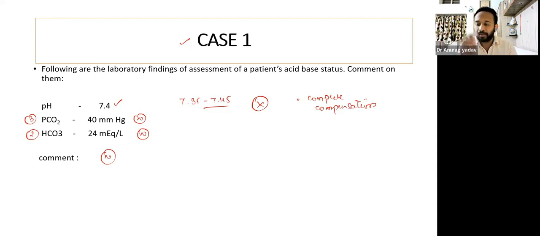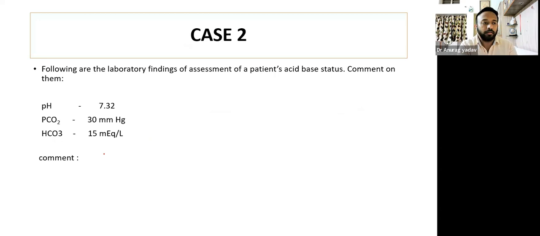We'll see the second case. Second case, the following lab investigations of the assessment of the patient. And what we are seeing first, I told you, pH. pH 7.35 to 7.45. Is it in the normal range? No. It is decreased? Yes. If it is decreased, what do we call it? Acidosis, sir. Okay. If pH is less than 7.35, we call it acidosis.